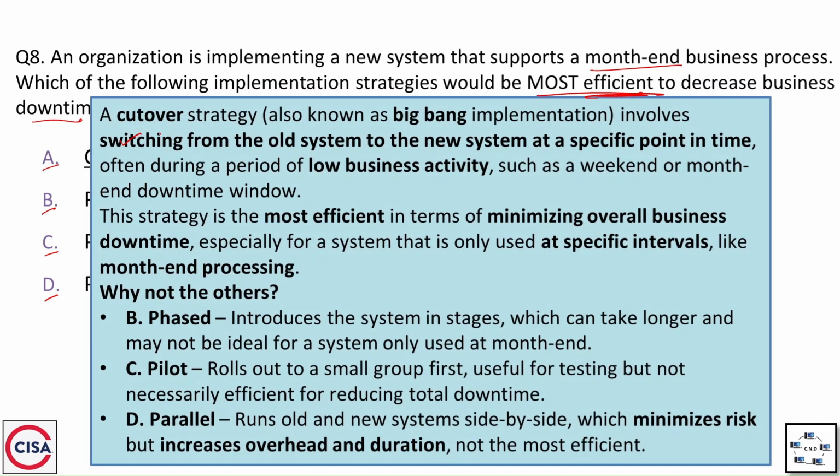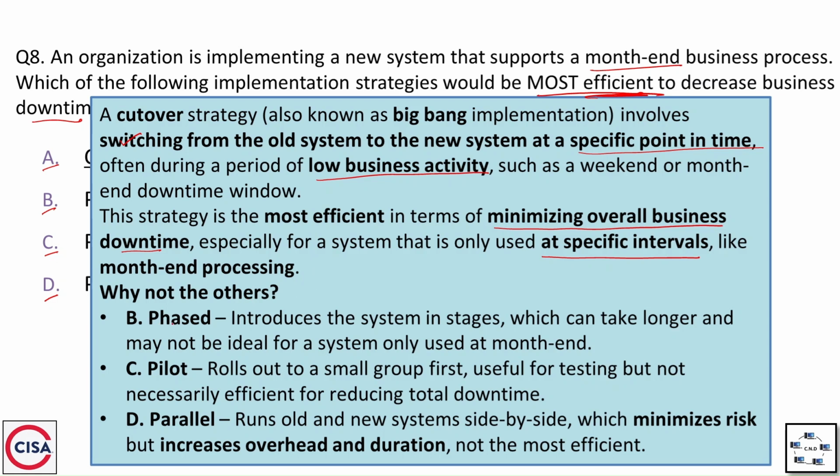Why is that? So the cutover strategy, also known as a big bang implementation, involves switching from the old system to the new system at a specific point in time, often during a period of low business activity such as a weekend or month-end downtime window. This strategy is the most efficient in terms of minimizing overall business downtime, especially for a system that is only used at specific intervals like month-end processing.